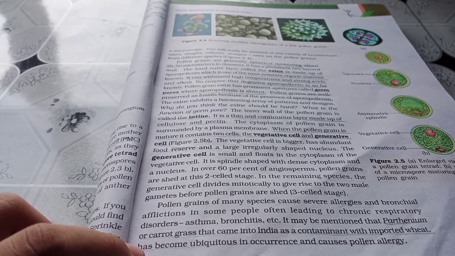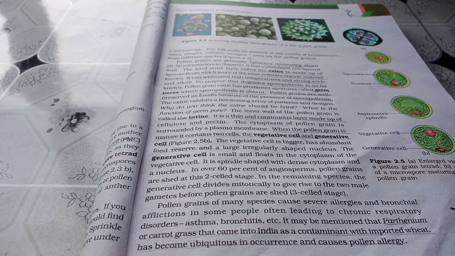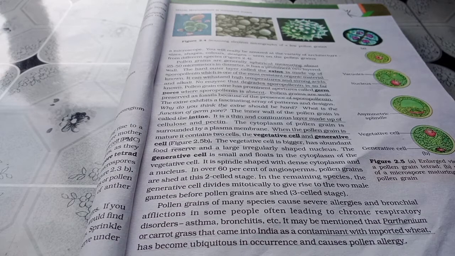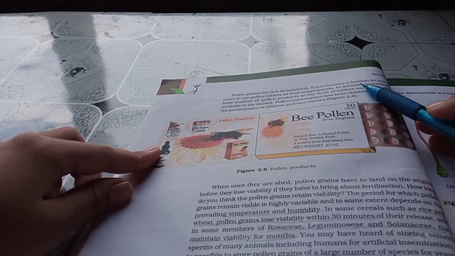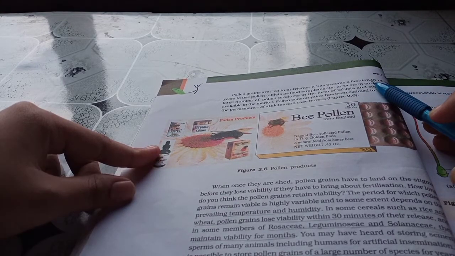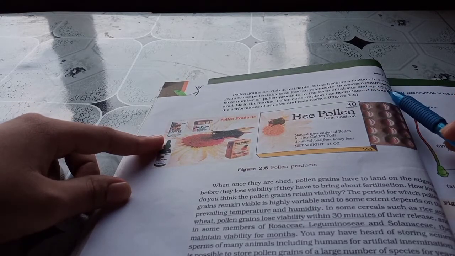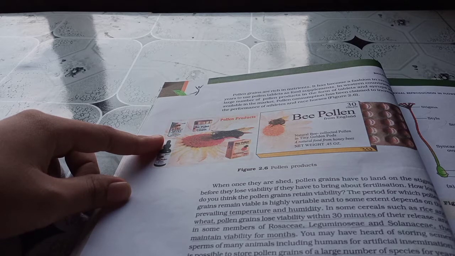It may be mentioned that Parthenium or carrot grass, which came into India as a contaminant with imported wheat, has become ubiquitous, that is, occurring everywhere, and causes pollen allergy. Pollen grains are rich in nutrients. It has become a fashion in recent years to use pollen tablets as food supplements. In Western countries, a large number of pollen products in the form of tablets and syrups are available in the market. Pollen consumption has been claimed to increase the performance of athletes and racehorses.